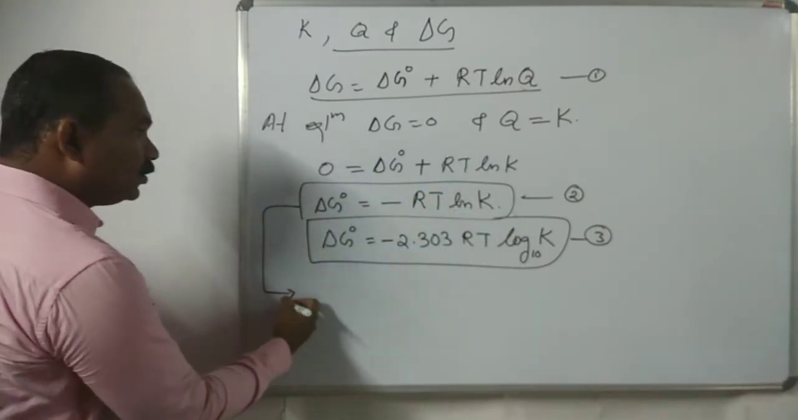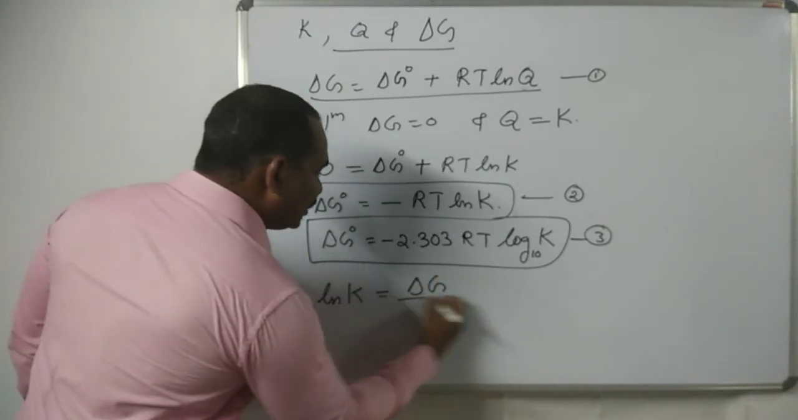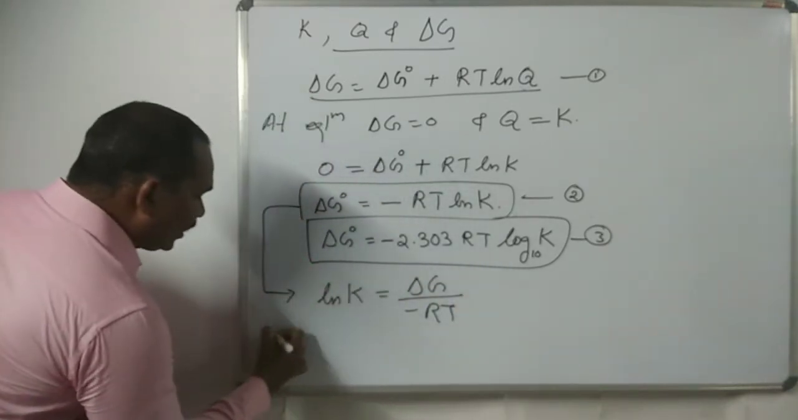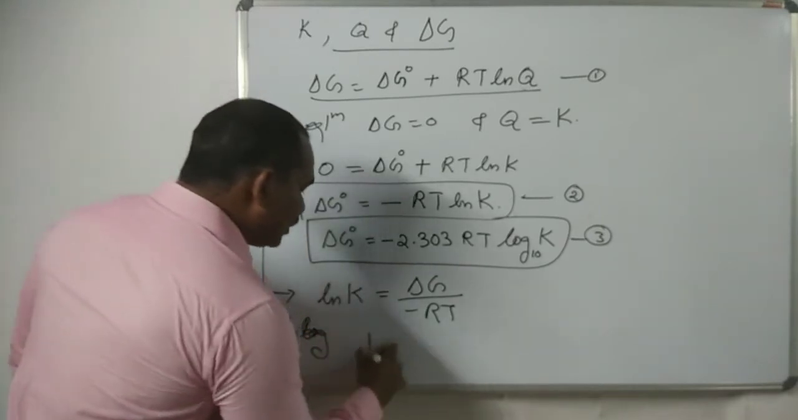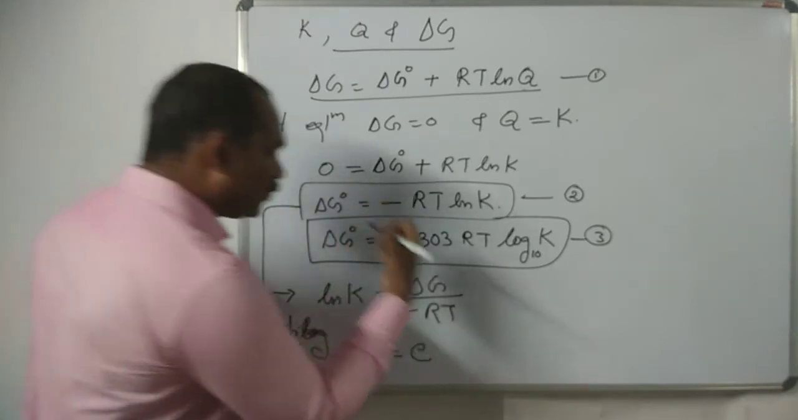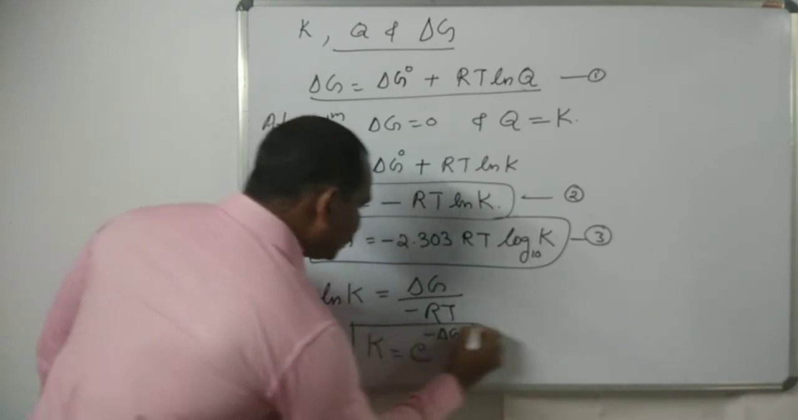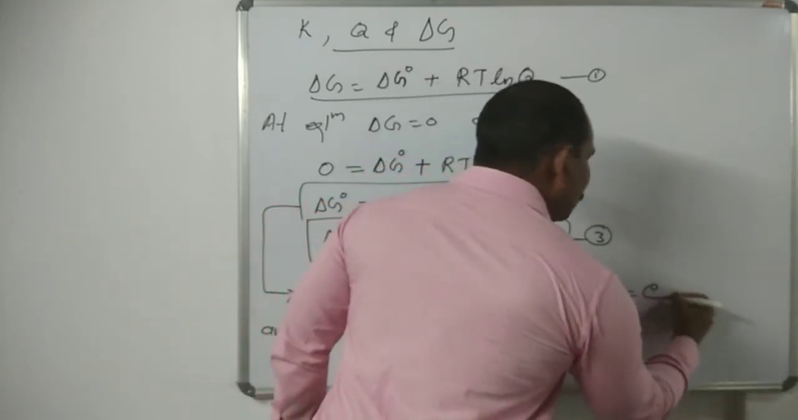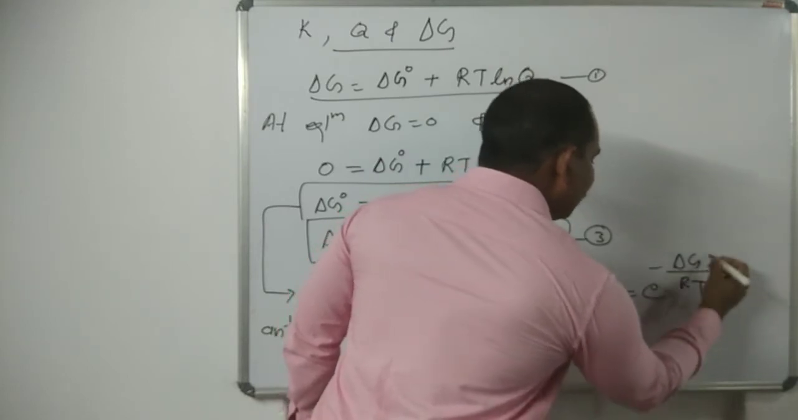Once again, from equation 2, we can write that natural logarithm of K is equal to minus delta G divided by RT. By taking anti-logarithm on both sides, anti-log of natural logarithm is exponent, so K is equal to e raised to minus delta G divided by RT. Another equation: the equilibrium constant K is equal to e^(-delta G/RT).